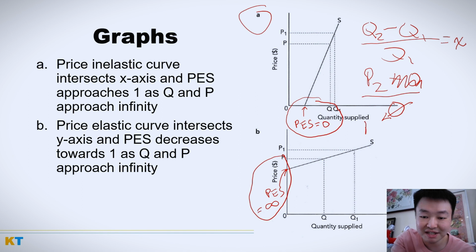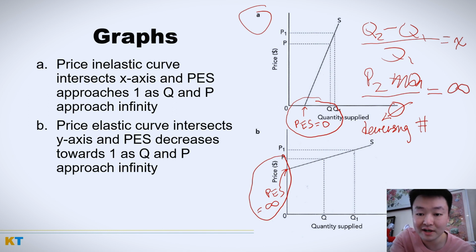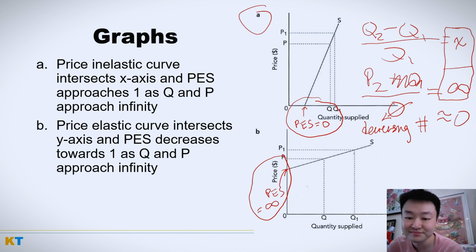So this is a decreasing number. It's just getting smaller, right? And any number divided by a number that is infinitely getting smaller is going to be infinity. And so any number, remember, X is also a number, any number divided by infinity is going to be approximately 0. Okay, so that's how the math works and why PES is 0.